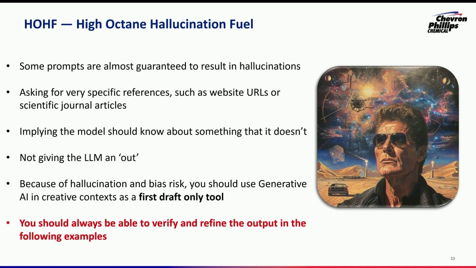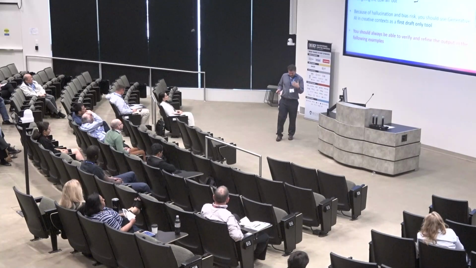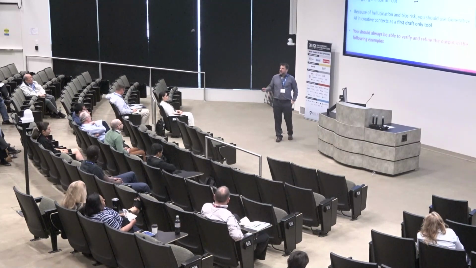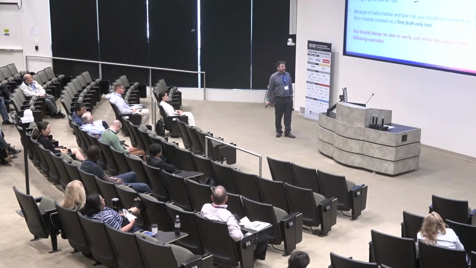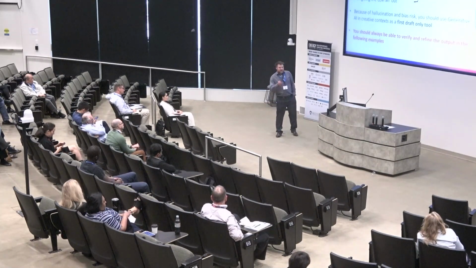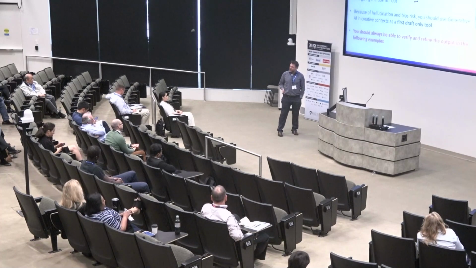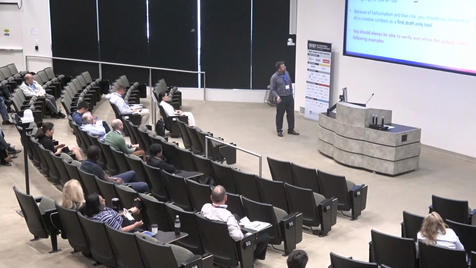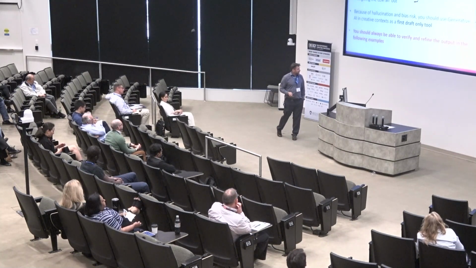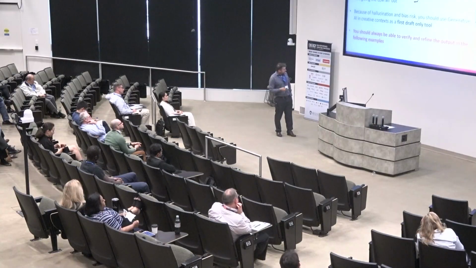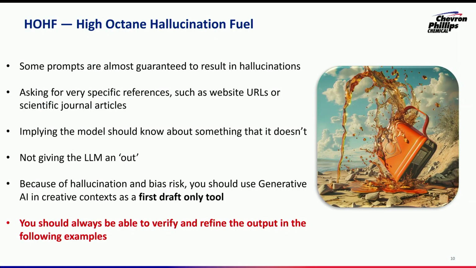Not giving the LLM an out. This is a very common one. Always, and this is if it's more open response, always allow "Oh, I don't know the answer to that," instead of forcing a response. And so this is all to set up a caveat for any of the examples I'm about to show you. In a creative context, at least, you should consider generative AI as a first draft only tool. You should always be able to verify and refine the output in the following examples I'm going to show you.